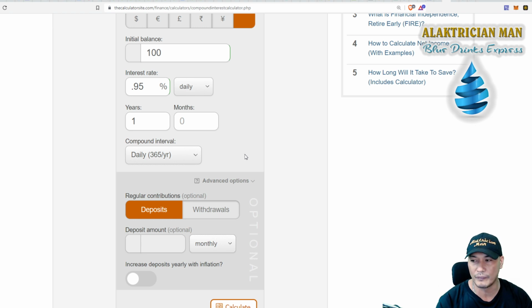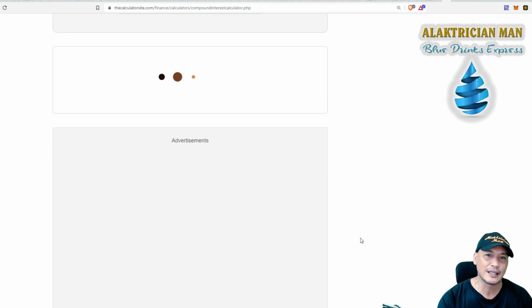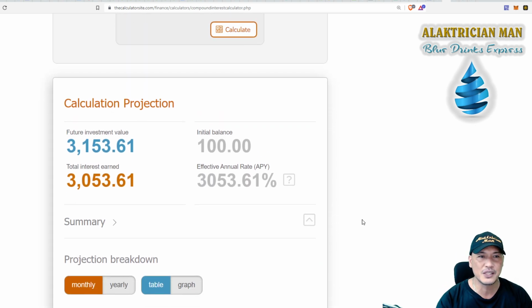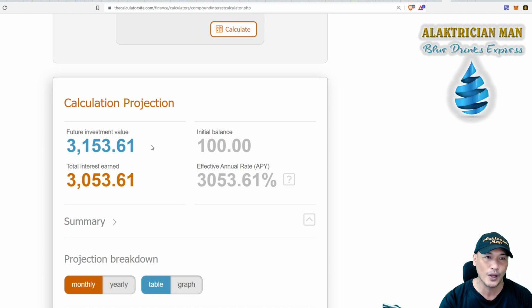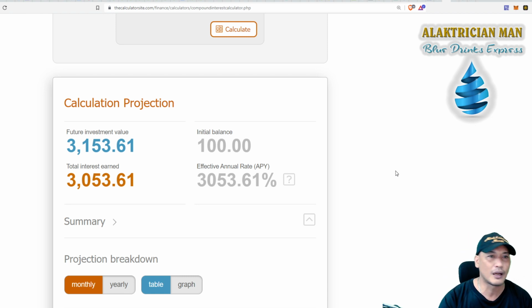Now this works all the time. There's no breaks at Christmas, no breaks on any holidays, nothing like that. So you've got 365 days of compounding there. Again, it's entirely up to you how you do it. So basically we calculate that out, and over 1 year, your investment amount in coins will be 3,153.61 coins, and you only started with 100. So it's pretty amazing. It gives you about 3,053 percent for the year. So again, super awesome.